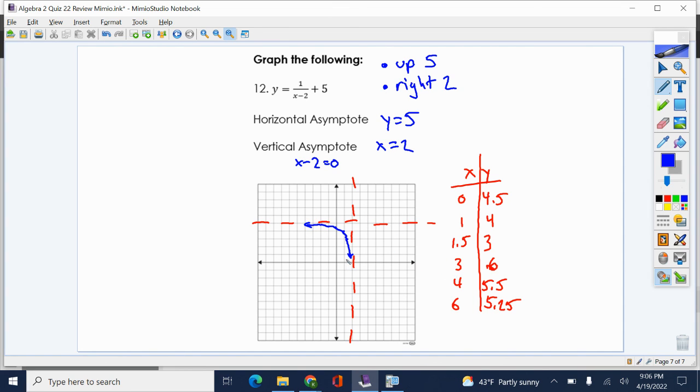3, 6. Remember, this is origin, so 1, 2, 3. 1, 2, 3, 4. 3, 6. 4, 5.5. Yeah, 5.25, but hey, that's not bad. And then again, yikes, try to do this on a tablet. It's harder than you think. There's my graph.